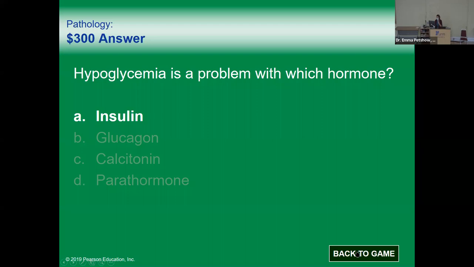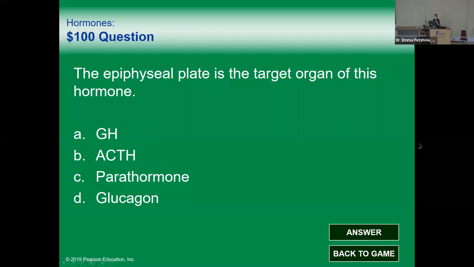Hormones 100. The epiphyseal plate is the target organ of this hormone. Oh dear, holy moly. GH, ACTH, parathormone, glucagon. I feel like they mean parathyroid hormone. GH, ACTH, parathormone, glucagon. Answer, yes, GH.